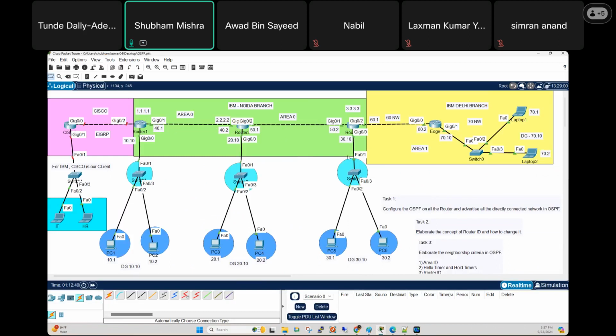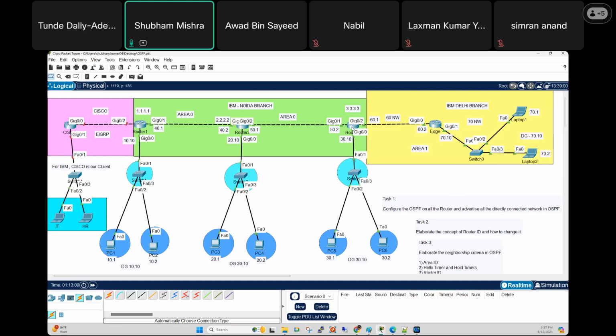For example, how do I identify Nabil? By the help of his name. Are you getting my point? Yes or no? Yes. In the same way, in OSPF, every router is represented by router ID. Getting my point? This is router number 1, and it doesn't know router 3 by anything else.